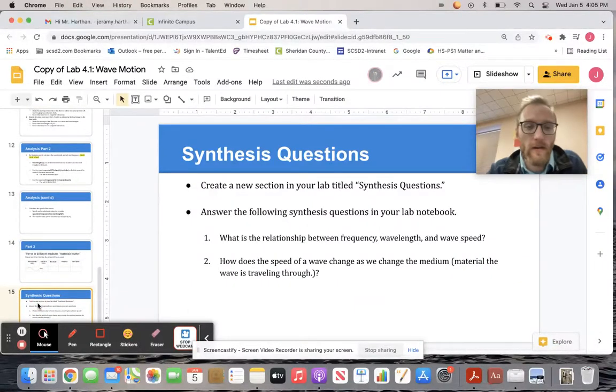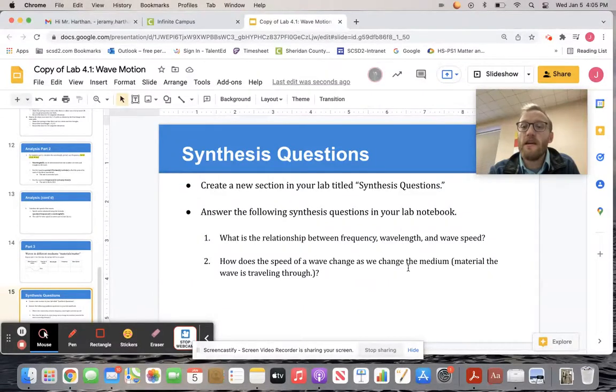And so now when we look at our synthesis section, what's the relationship between frequency, wavelength, and wave speed? Well, that's our equation. So we can use the frequency of a wave, how often it occurs, and the length of the wave to determine wave speed. But what we should notice here is there should be a very clear outcome: if we change our frequency, does that change our wave speed? So by changing this, did this change? So hopefully it's very, very clear.